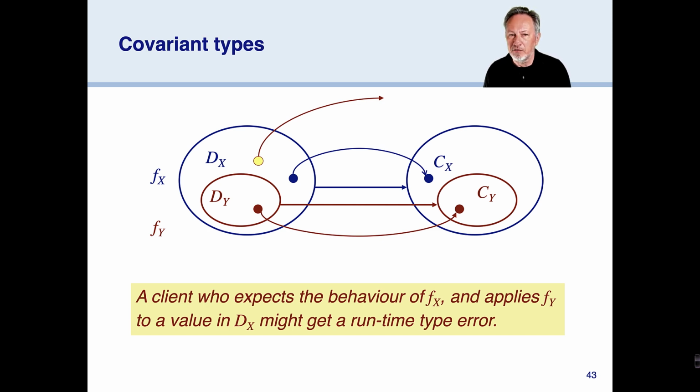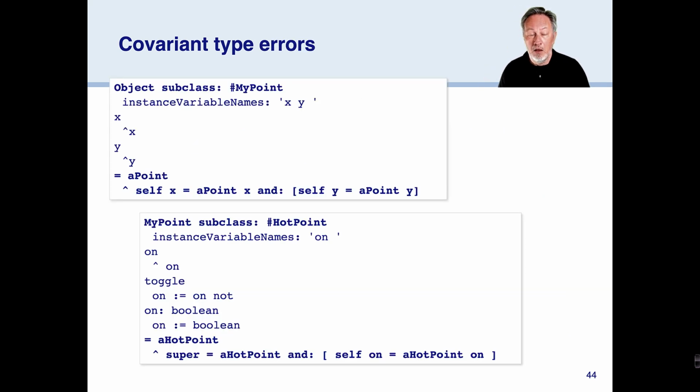So this is kind of strange. Covariant types seem reasonable, but they are actually unsound. A type system is unsound if it says that the types are okay, but at runtime you might still get a type error. That actually is something kind of wrong.